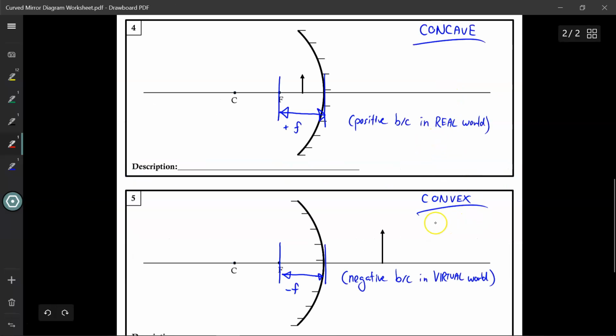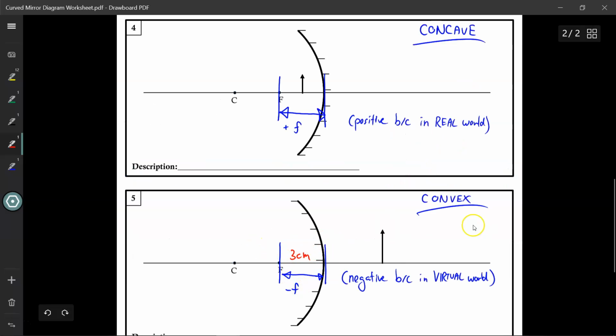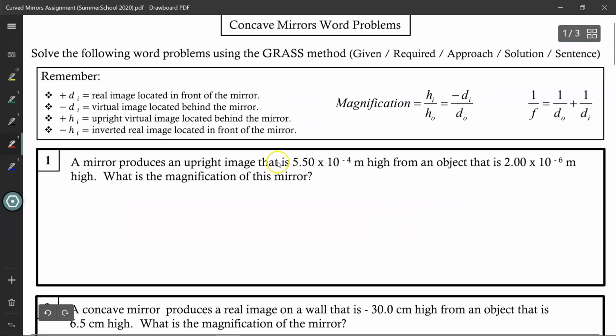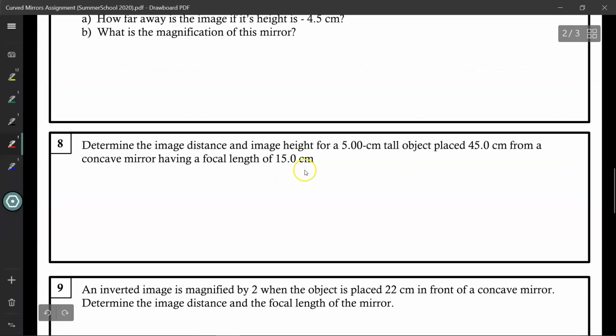But with a convex mirror, the reflective side is on the outer part of the sphere, so the outer part of the curve. That means the focal point is behind the mirror in the virtual world. So the focal point in a convex mirror is always going to be negative. This is going to be a negative distance to show that it's in the virtual world. So if you measure 3 centimeters from the vertex to the focal point, you would have to write -3 or -1/3 because it's behind the mirror in the virtual world for a convex mirror. Alright, now when we do the calculations, make sure you pay attention to whether it's a concave or a convex mirror, negative or positive focal length.